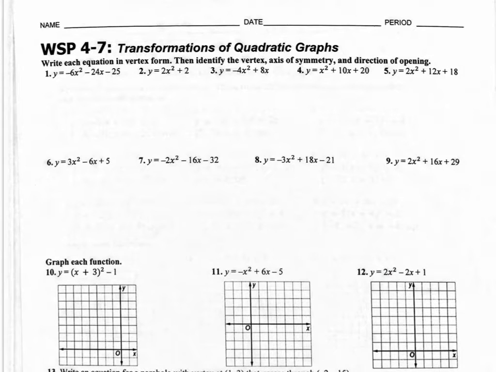Let's take a look at the homework for today that the sub should pass out for you. This first part says, write each equation in vertex form, then identify the axis of symmetry and the direction of the opening. Okay, so let's zoom in on number 1.